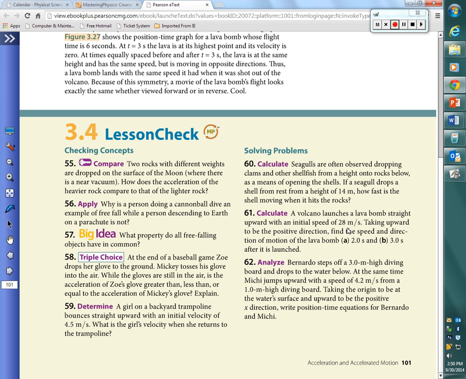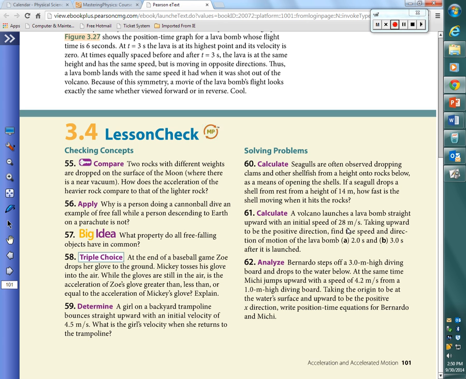So if the girl left the trampoline with a speed of 4.5 meters per second, how fast is she going when she gets back to the trampoline? Negative 4.5 meters per second, because of the symmetry caused by that constant acceleration. Good there?